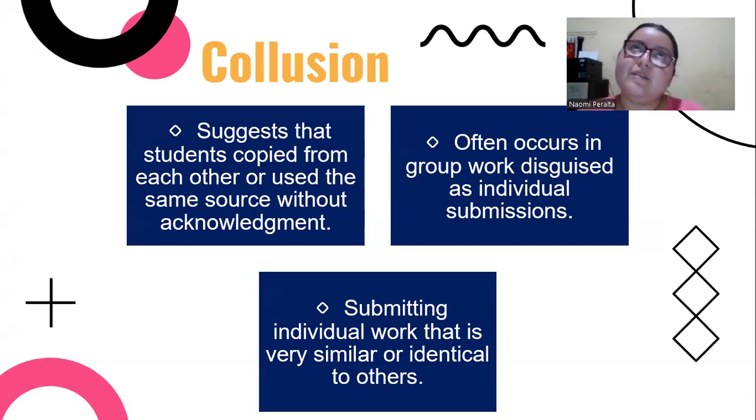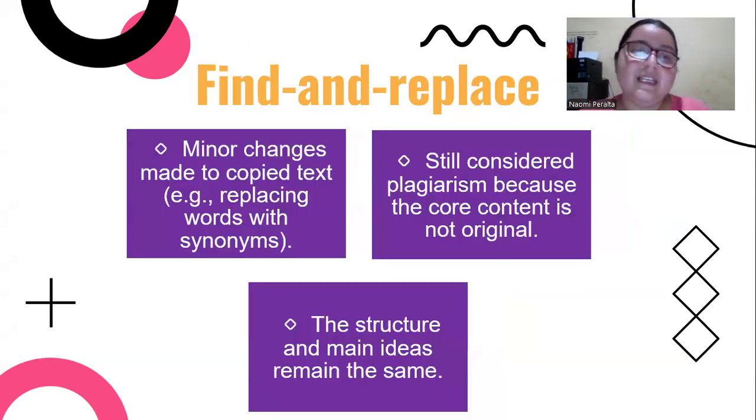And collusion is when group work is disguised as individual submissions. Maybe it's not exactly the same. For example, if I have a work and my classmate copies it, maybe his is not the same, but it has very similar or identical connections. So this is plagiarism.